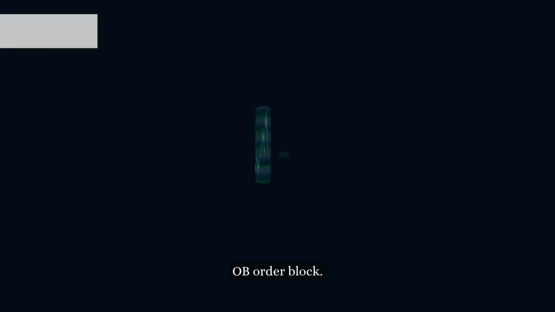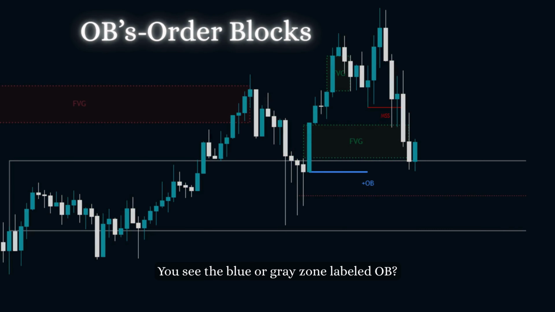People do. OB, order block. You see the blue or gray zone labeled OB? This is where smart money left a footprint. It's the last area they bought before price exploded, or the last sell zone before it tanked. It's their base, their camp, their entry. Price returning to an order block is like a boomerang, and when it hits, that's your trigger. Enter like a sniper, not like a hype beast chasing green candles.